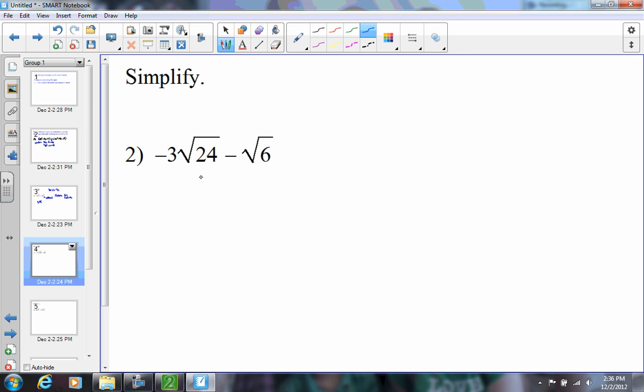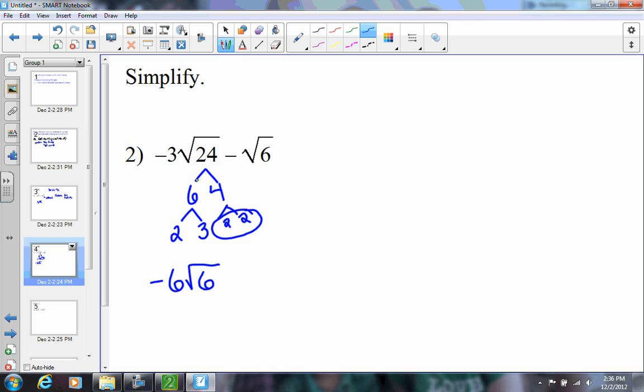So we're going to do like we did yesterday, and I'm going to break this down. 24 I can think of as 6 times 4, and I'm going to break it down to prime factors. And since I'm doing square root, remember I have to have 2 of them, 2 factors, to bring one out. So I can bring a 2 out, and since there's already a negative 3 there, that's going to make this a negative 6. And then what's left, I have a 2 and a 3, so I multiply those together and I get 6. So my negative 3 root 24 simplifies to negative 6 root 6.